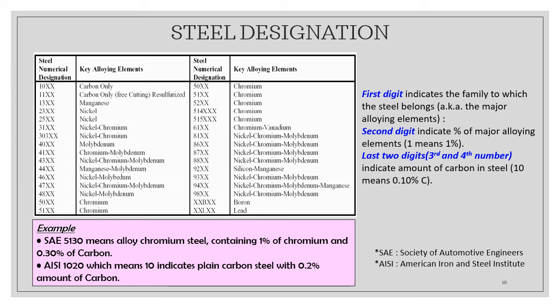In the industries, the steel are designated with numerical and alphabetical designation. For example, 10XX are usually for carbon-only steel. And you can look at the example below, SAE 5130 means it is an alloy with chromium steel containing only 1% chromium and 0.3% carbon.